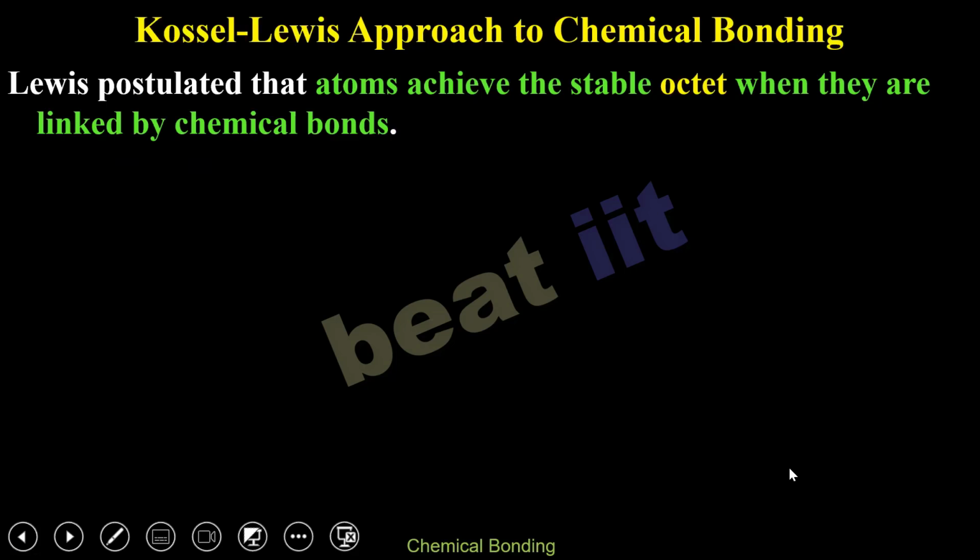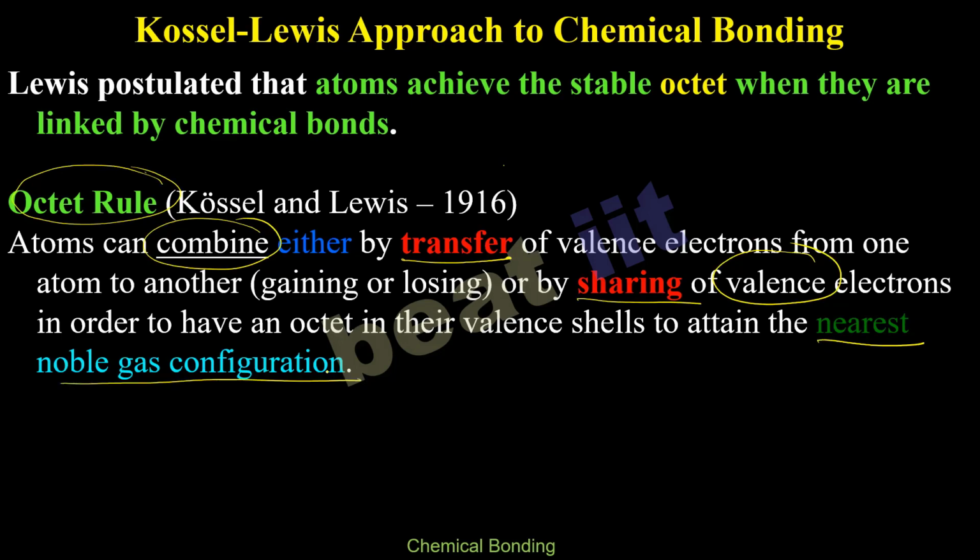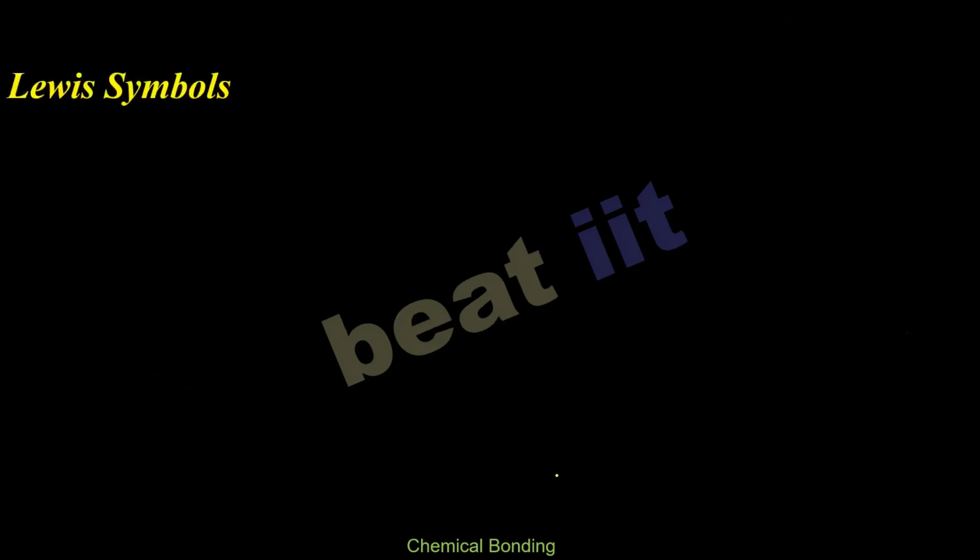Kossel-Lewis approach to chemical bonding. Lewis postulated that atoms achieve the stable octet when they are linked by chemical bonds. So in other words, he said that there is an octet rule related to that. Atoms can combine either by transfer or by sharing of the valence electrons so that they can achieve the nearest noble gas configuration. Lewis symbols.